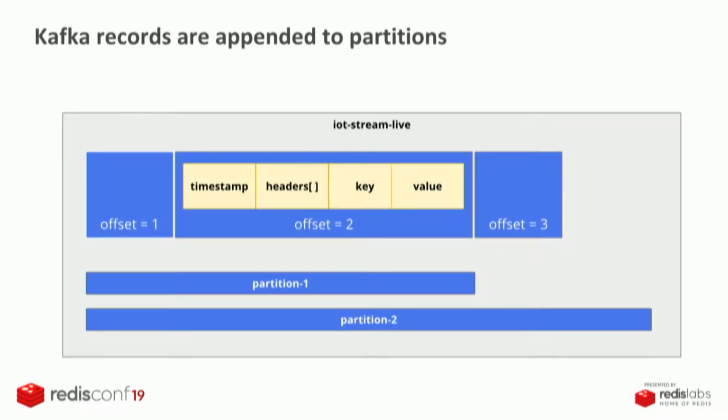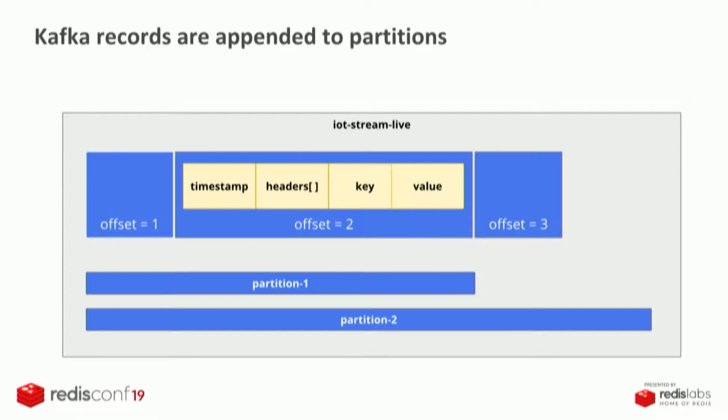Now, drilling down further into a partition. So what does a partition have? A partition has records. Each record is numbered in strict increasing order with a long, so it's called the offset. And so a partition in Kafka has these records. Each record has a key, a value, some headers, and a timestamp. So that's really what a record looks like within Kafka.